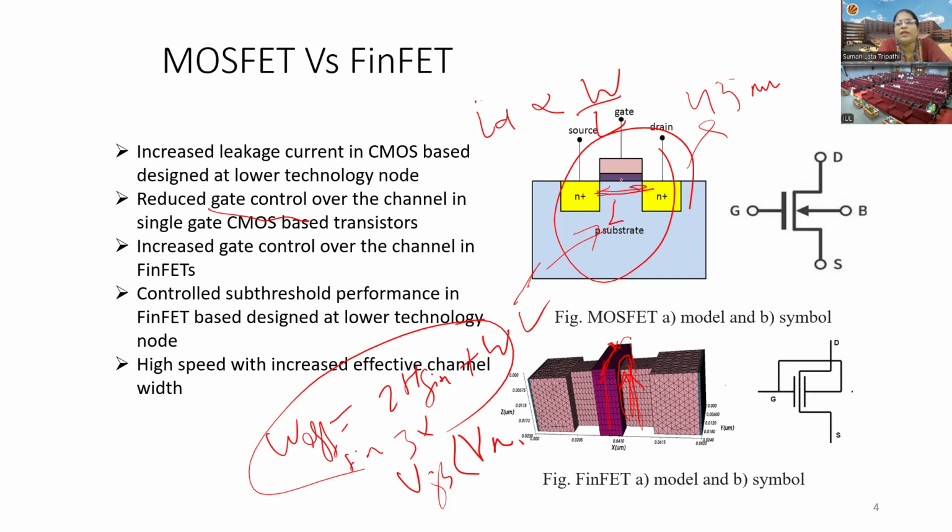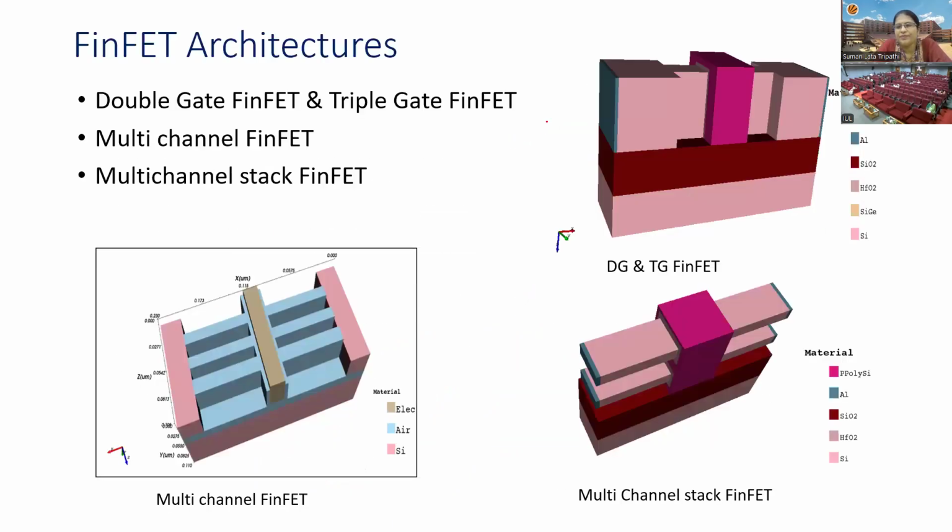Here we will still find some leakage current, but in this case there will be no channel, because when the gate voltage is less than the threshold voltage, there will be very small current. Why? Because the control of the gate over the channel is more. Okay, so that is one of the reasons: controlled sub-threshold performance. Sub-threshold performance means your gate voltage is less than the threshold voltage. And also high speed because of increased effective channel width. I already told you that effective channel width directly improves the drain current.